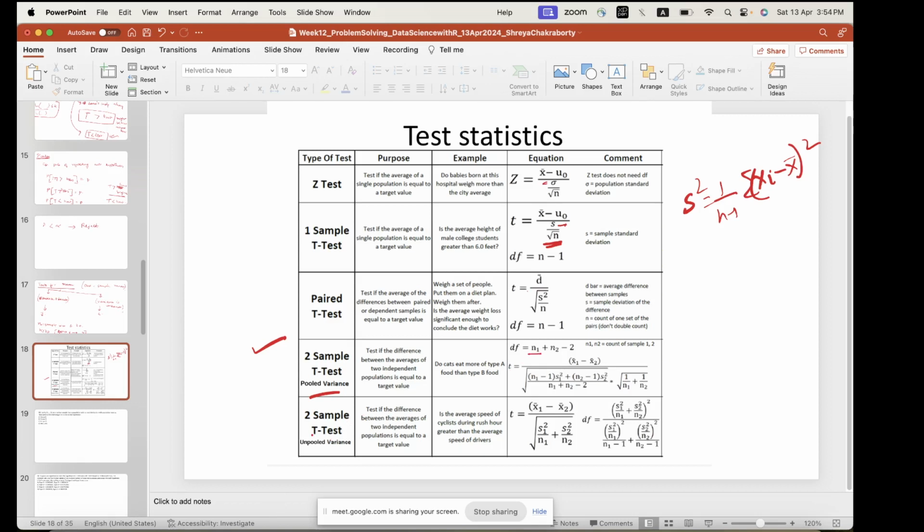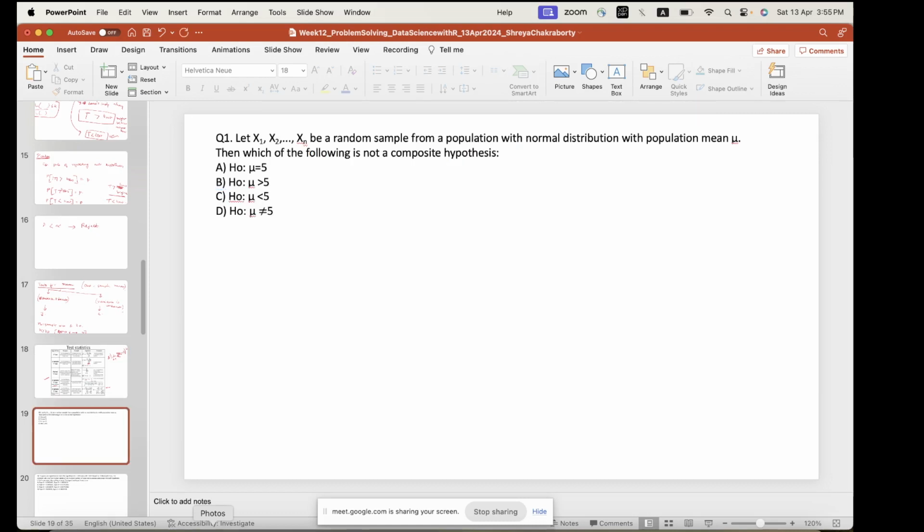And if we do not pool the variance, then we use this statistic. Alright, so let us solve a few sums, then I think hopefully these ideas will be more clear to you. Alright, okay. So moving on to the first one.